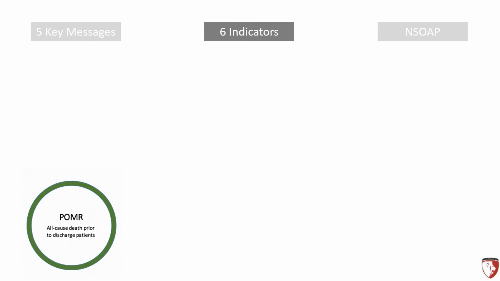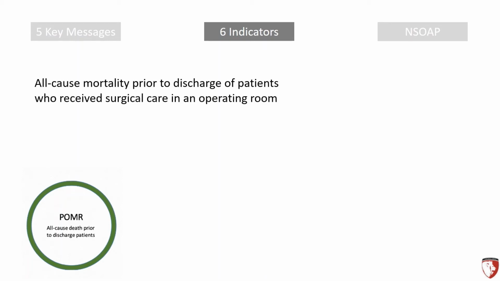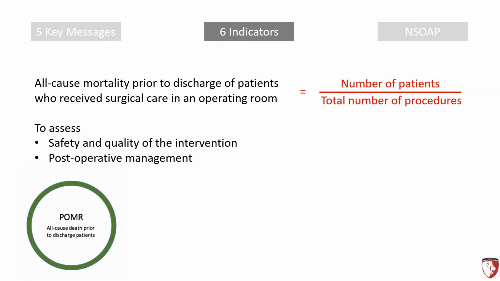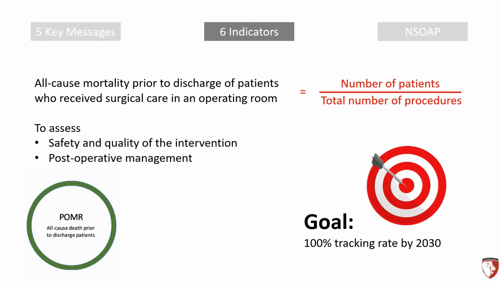The fourth indicator is post-operative mortality rate. This indicator includes all-cause mortality prior to discharge of patients who received surgical care in an operating room. It is the number of patients divided by total number of procedures. It is used to assess the safety and quality of the intervention in itself and post-operative management by the respective facilities. To monitor, evaluate and address post-operative rate, a 100% tracking rate is aimed for by 2030.